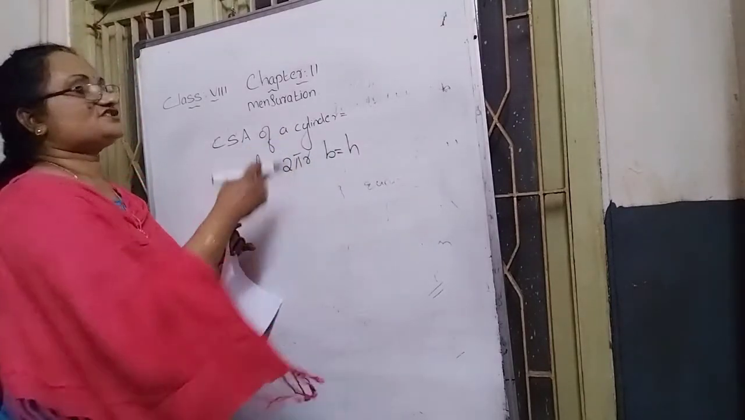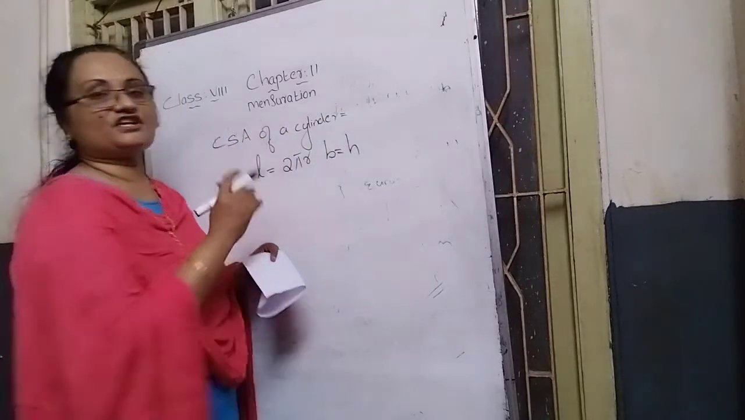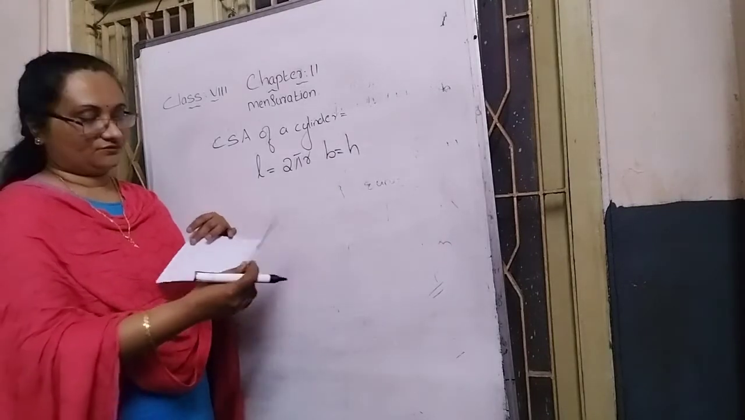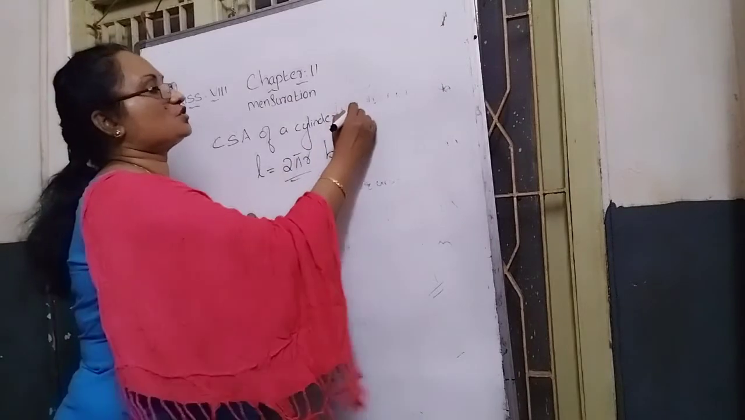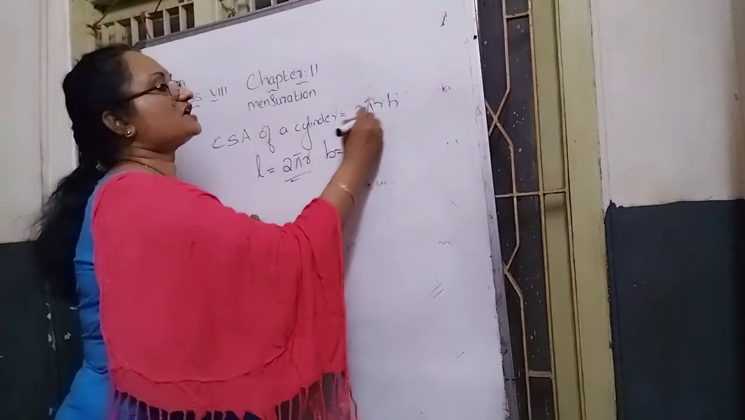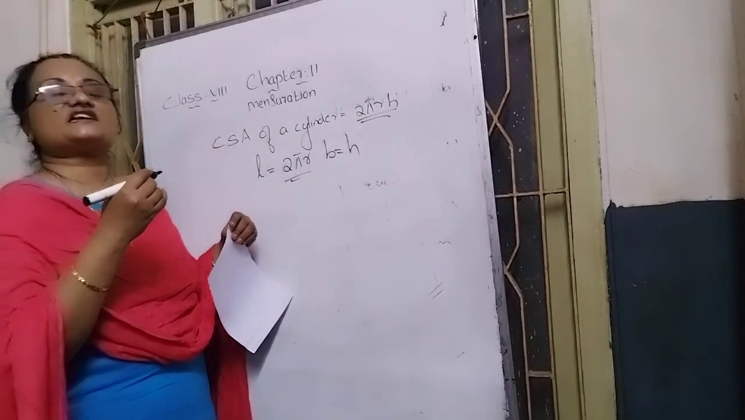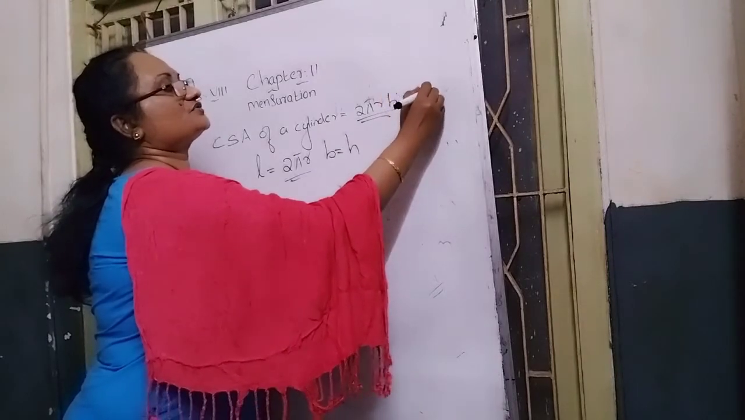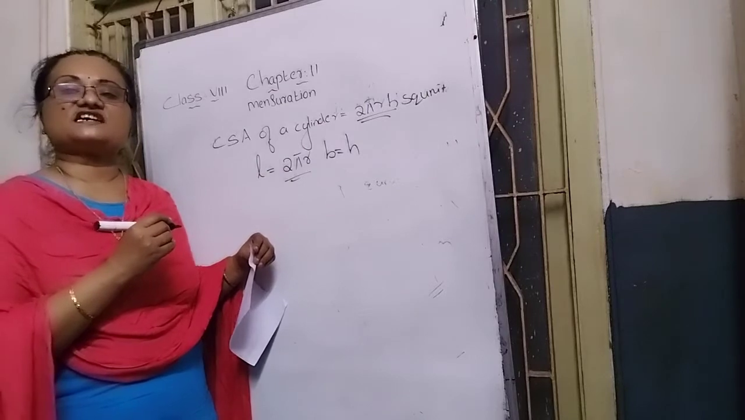Then next, how to find the CSA of the cylinder? Length into breadth is the formula in the rectangle case. So how much is the length? 2 pi r is the length. How much is the breadth? H. That is why the formula for CSA of a cylinder is 2 pi r h square units. Area is represented as square units.